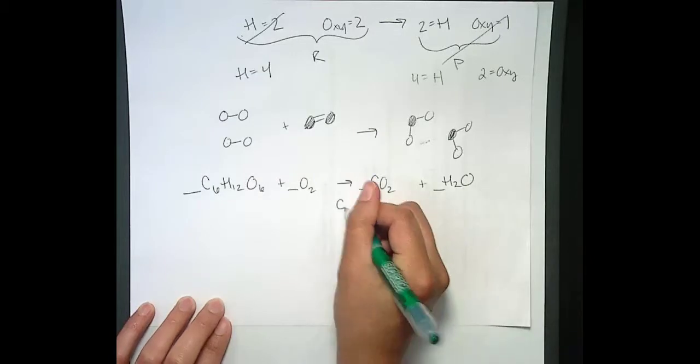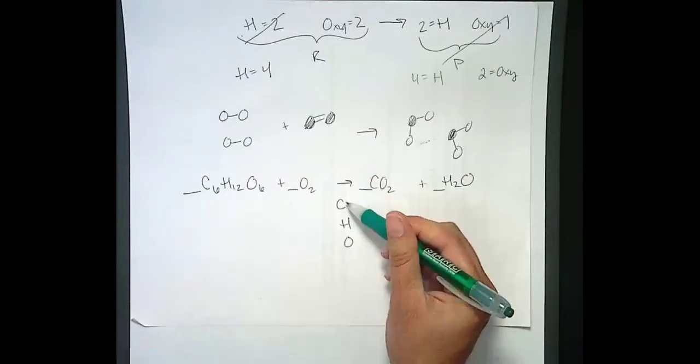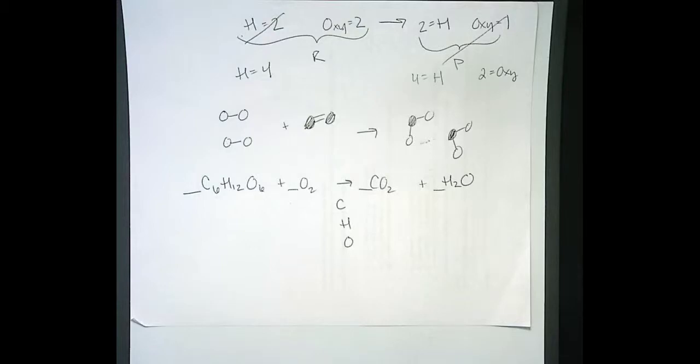For combustion reactions, we usually use the mnemonic device CHO. We usually balance the carbons first and then the hydrogens and then the oxygens. But no matter what kind of reaction you have, balance the ones that are by themselves, like just one element, balance those last.